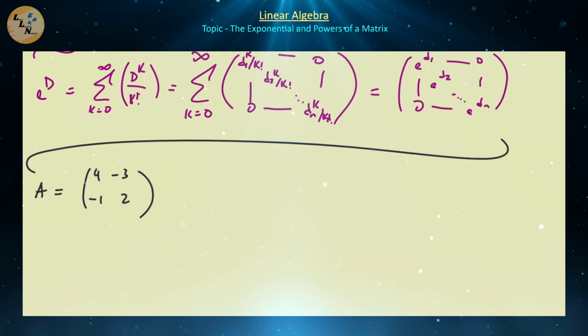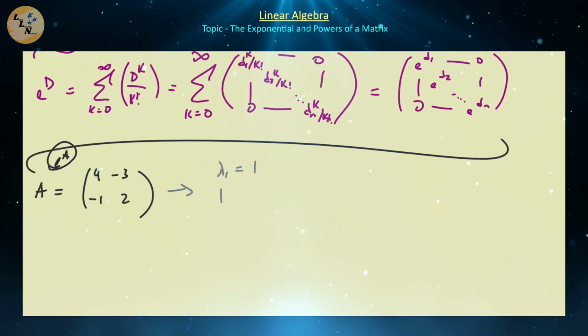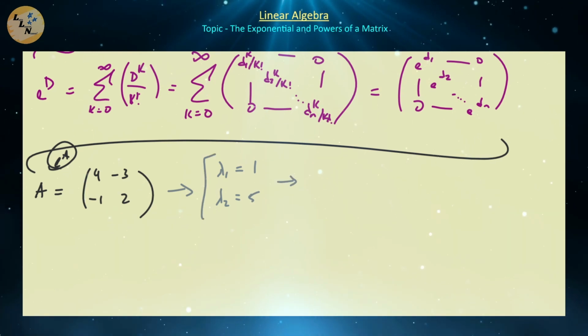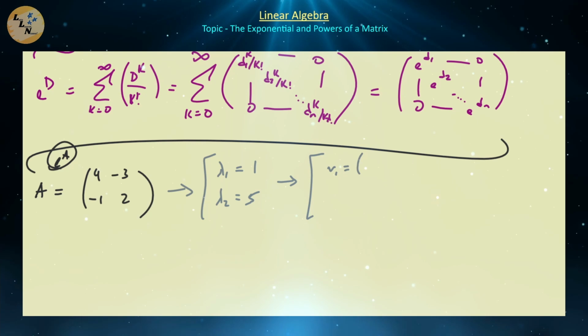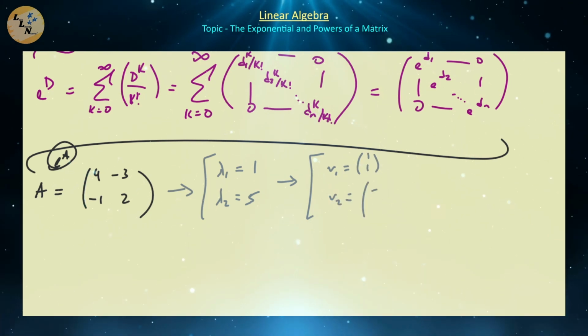So the first thing that we need to do in order to find e to the power of A is to find the eigenvalue decomposition of it if it has one. So one should be able to show that the eigenvalue lambda 1 is equal to 5 and the eigenvalue lambda 2 is equal to 5. And of course there are infinitely many eigenvectors, but you can choose whichever one makes you the happiest. So one eigenvector for lambda 1 is 1, 1, and one eigenvector for lambda equals 5 is minus 3, 1.